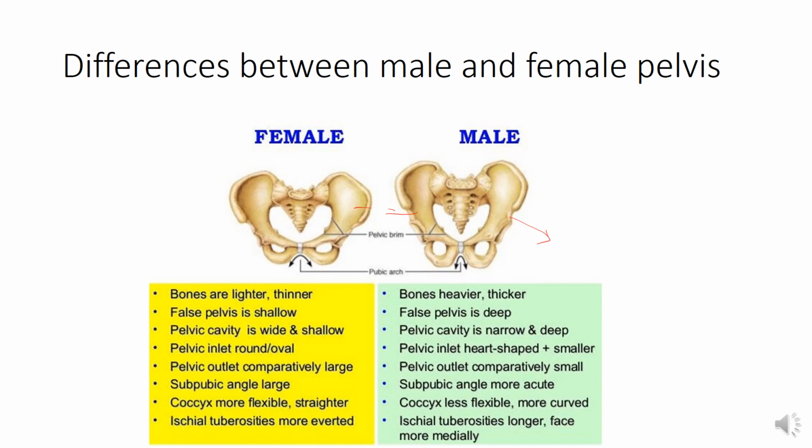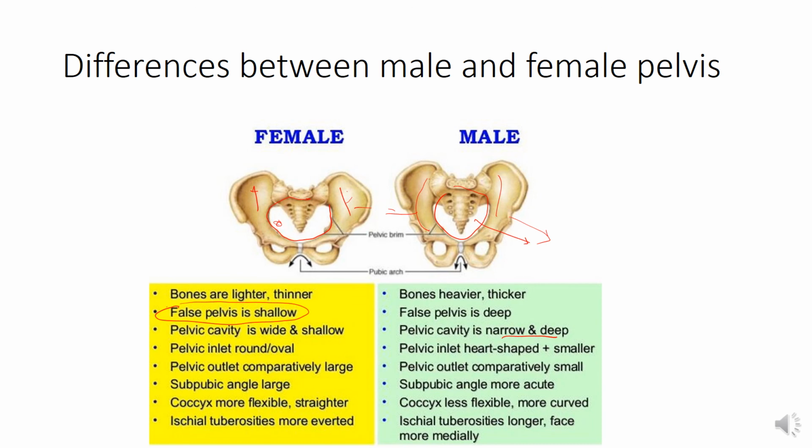Now the false pelvis, you know what the false pelvis is? The area above the pelvic brim. You can see that this is shallow while this is deep. The area above the pelvic brim in the male is deep as compared to the females. In the female, the false pelvis is shallow, while the pelvic cavity is wide and shallow. The pelvic cavity is narrow and deep in males.